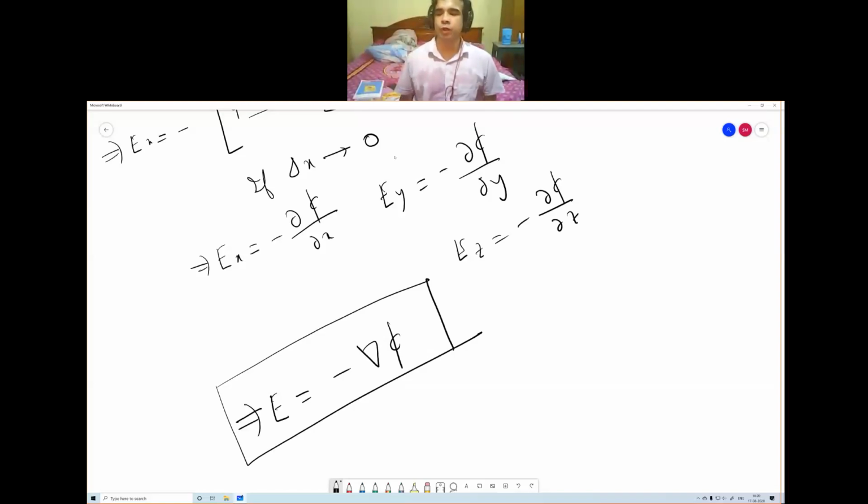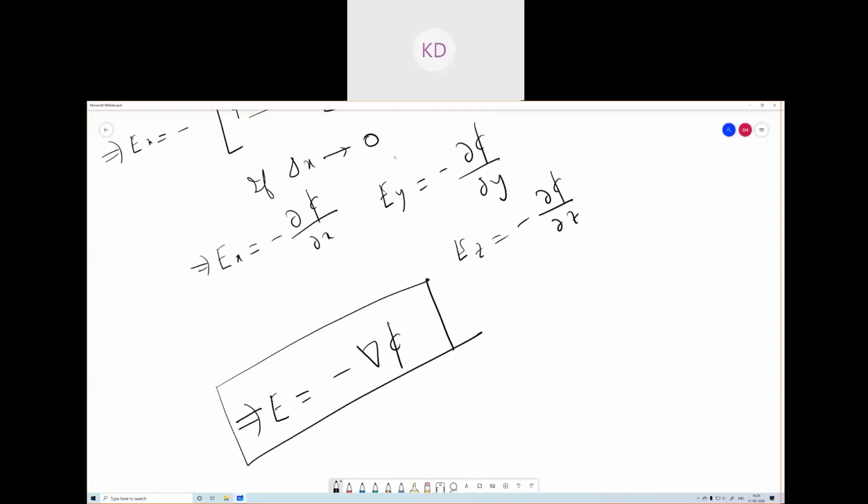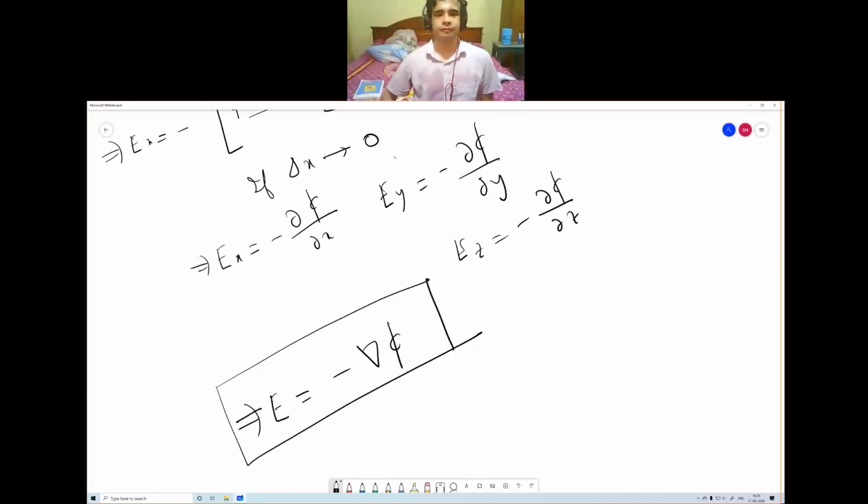So now why is phi so important? Because phi is a scalar, so we only want to know one value. Only one value of the scalar. But E is a vector, so we need to know three values: x component, y component, z component. But if we know only this one value of phi, we can calculate all three components of it by simply using the gradient. Isn't this great? Is it okay?